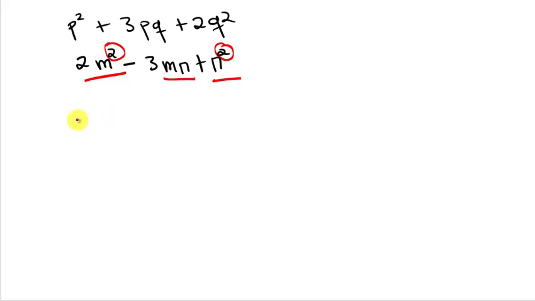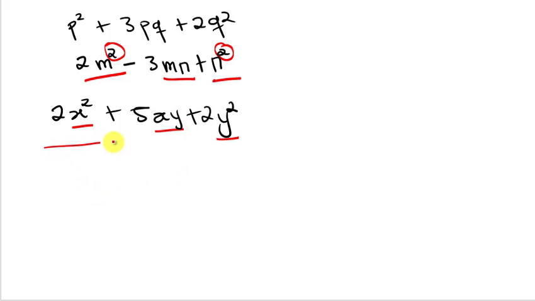So let's say we have 2x squared plus 5xy plus 2y squared. So you realize that yes, we have x which is squared, we have y which is squared, and we have xy here. Now let's use this as an example.